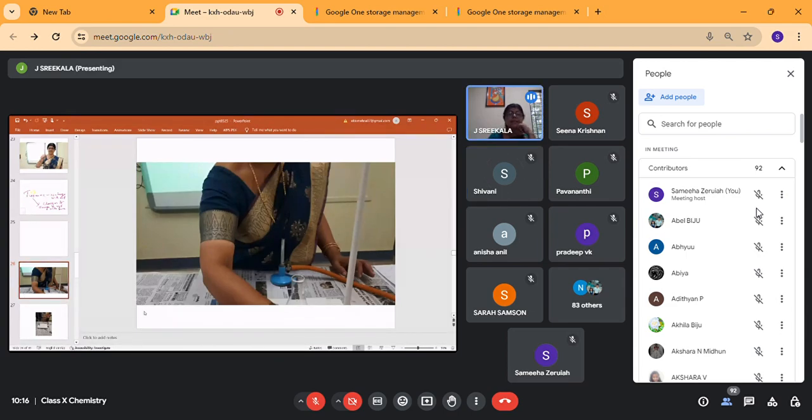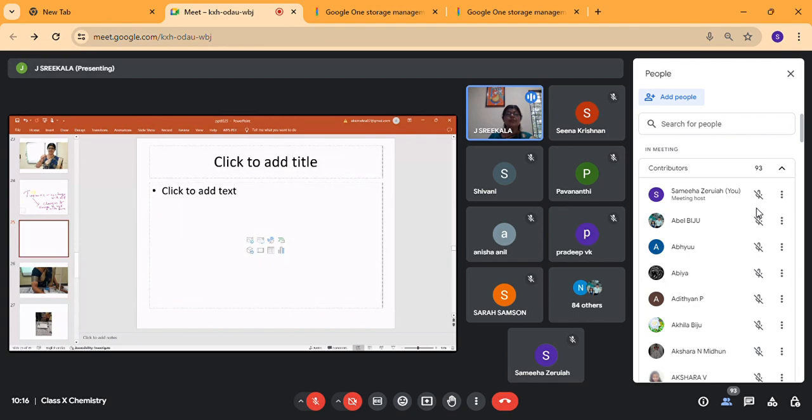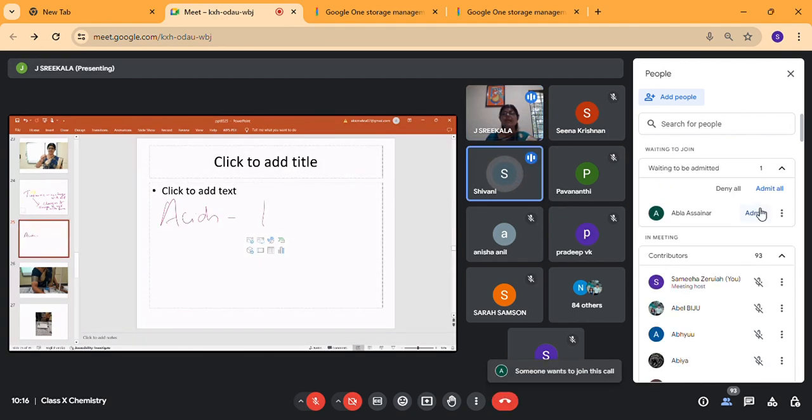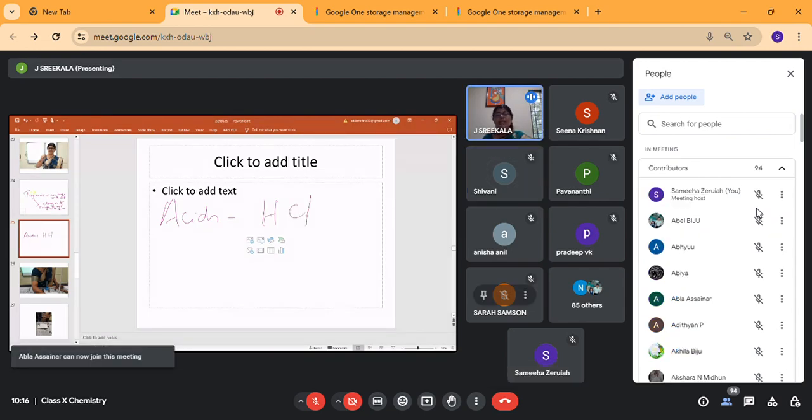Now we will see some reactions of metals with acids. What is common in acid? Can you think of the acids? Examples of acids. Lemon, okay, that is at household. In the laboratory, HCl, HNO3, isn't it?